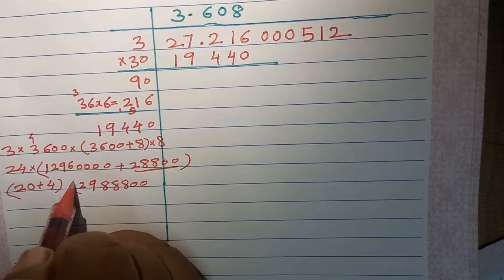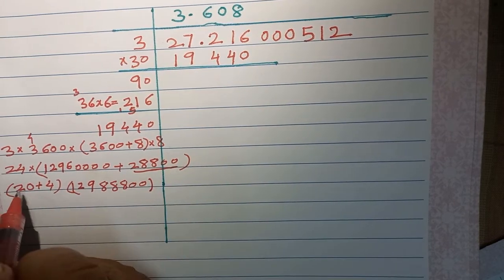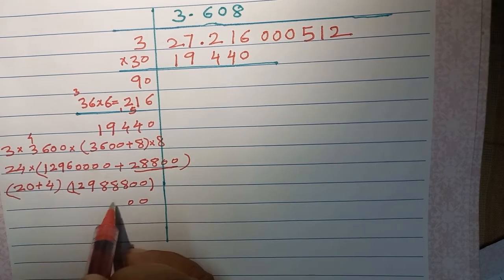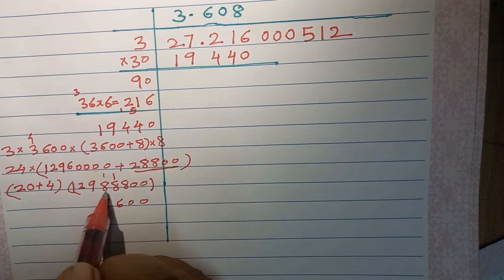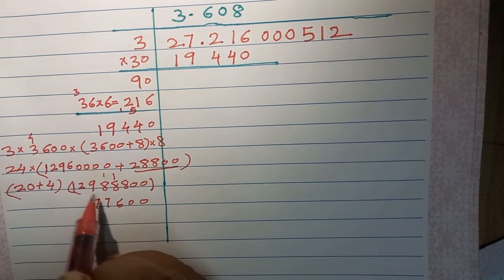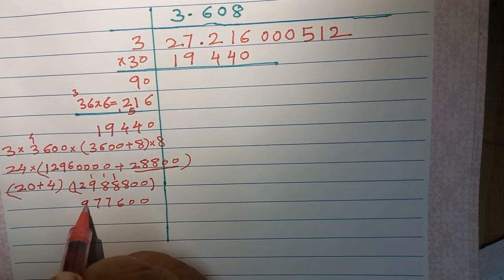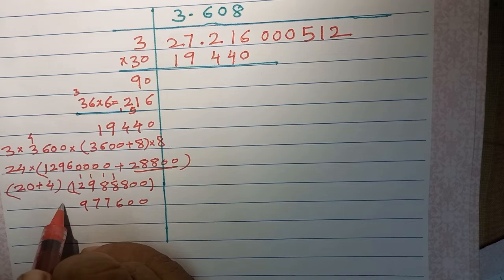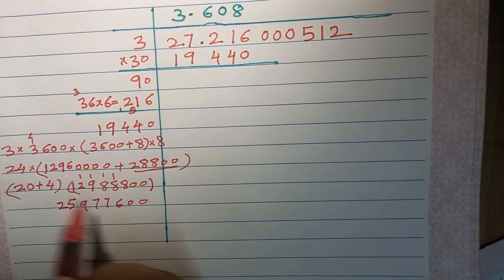9 to 1. Now first we can multiply by 20. 1, 2, 3, 0. 2 into 8, 16 plus 1 is 17. 2 into 9 is 18 plus 1 is equal to 19. 12 into 2 is 24 plus 1 is 25. Now we can multiply by 4.